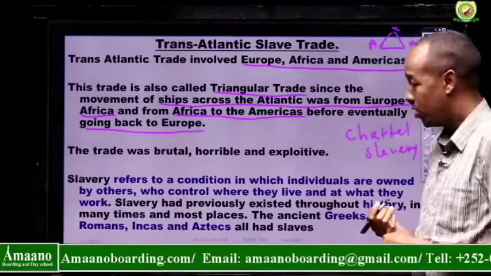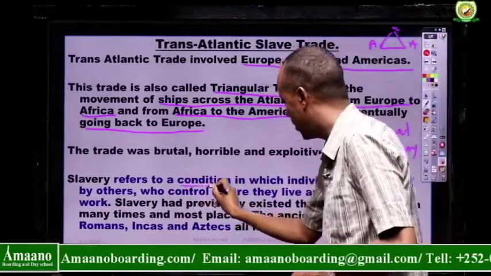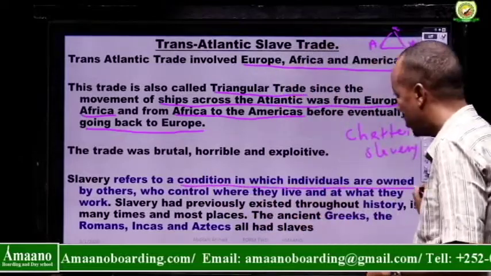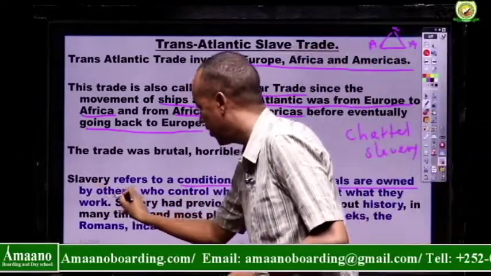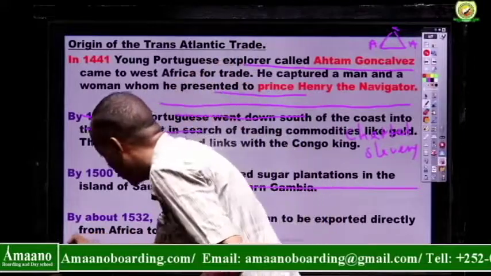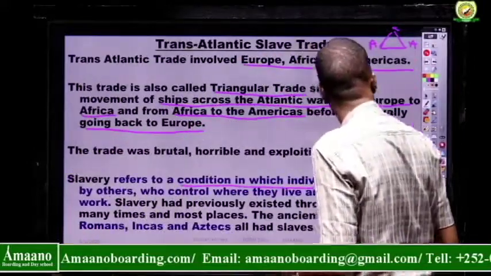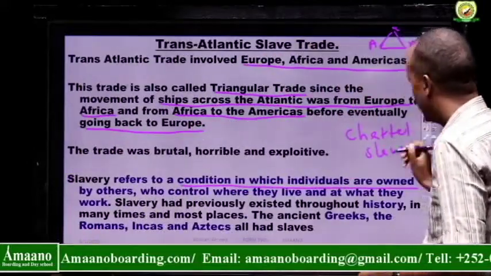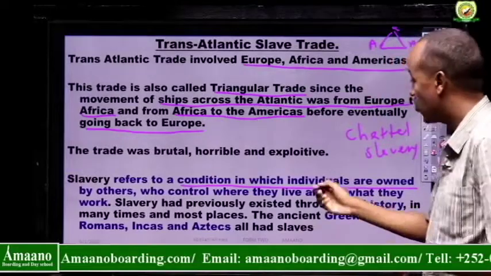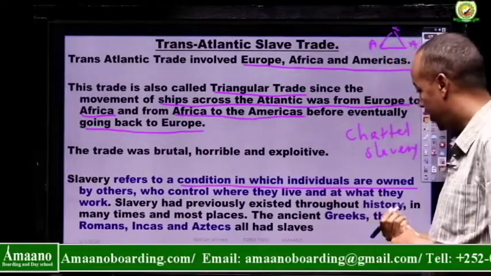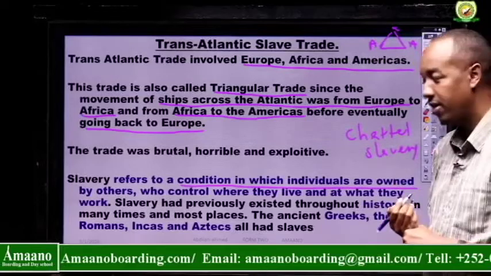So in short, what is slavery? A condition in which individuals are owned by others. A human being owning another human being, who controls where they live and at what they work.